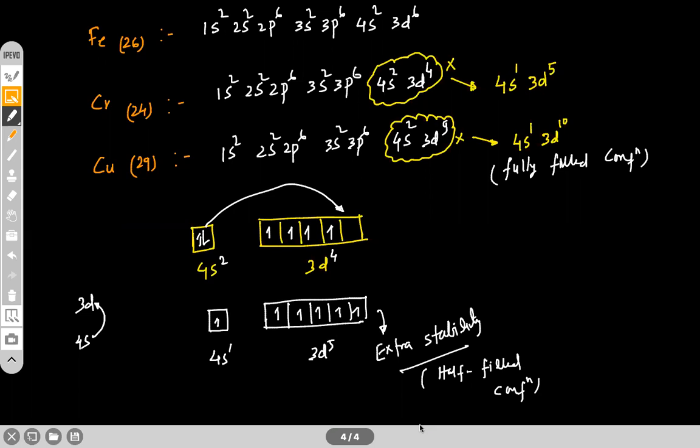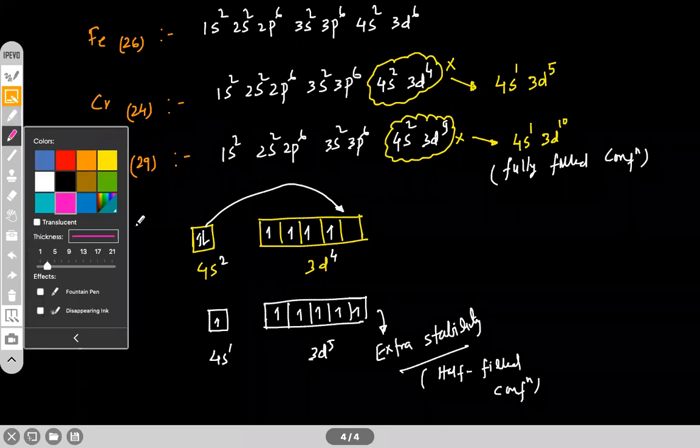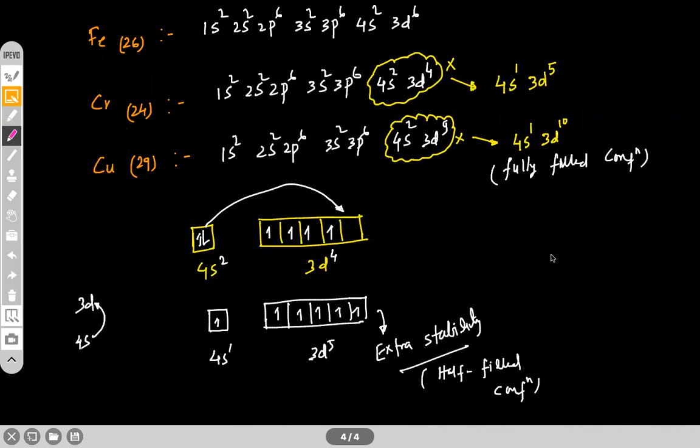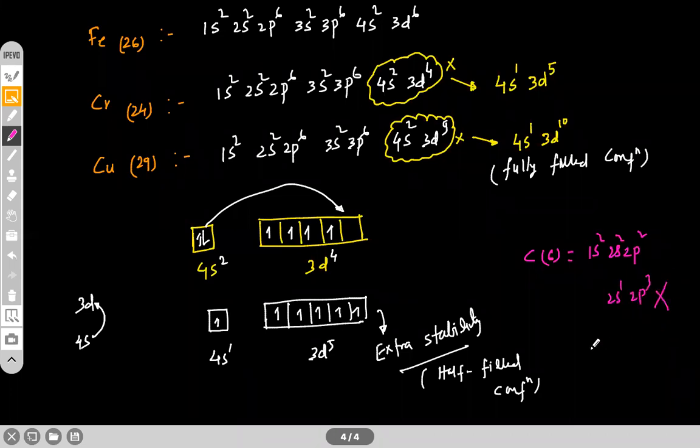Yes, in s and p, it is not possible. I'll give you one example. Suppose we have carbon. If you draw the carbon electronic configuration, carbon has 6 electrons. So it is 1s2, 2s2, 2p2. Here it is not 2s1 and 2p3. This is not possible because between the s and p orbitals the energy gap is high, and it is not easy for the s electron to jump into the p subshell. That's why this kind of transition is not possible.